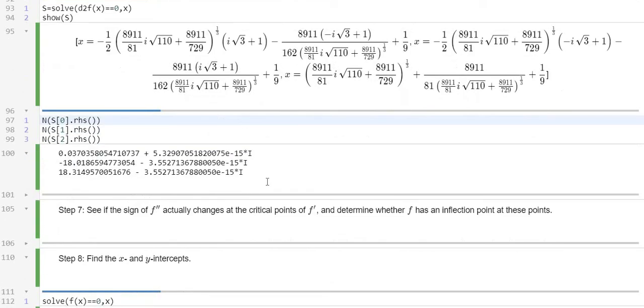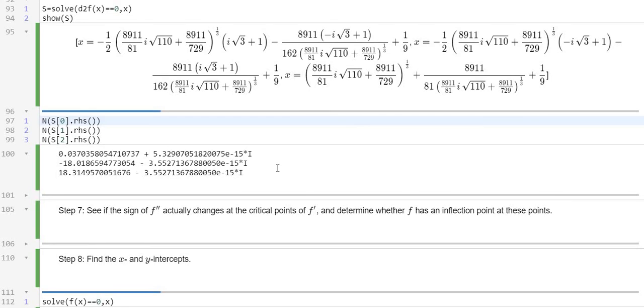So, in fact, in this one, the second derivative is 0 when x is roughly 0.04. Okay, this is 0.04 here, and this imaginary stuff is really rounding error. And then when x is approximately negative 18.02, and when x is approximately 18.31. And I'm writing those down on my scratch paper because those are going to show up again later.